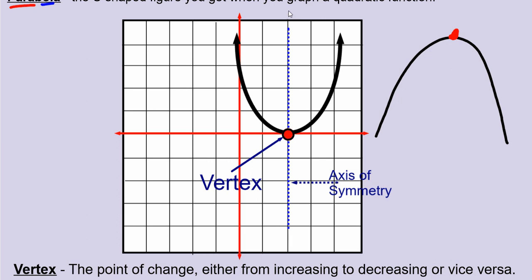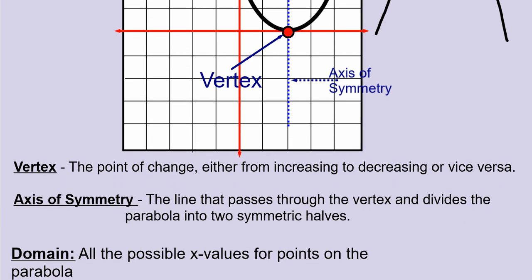It's the line that our graph is symmetric about. If I could fold this as a piece of paper, that's the line I'd have to fold along so that the right side would match up with the left side. So it's where our mirror would be located if it was going to be a mirror image. That axis of symmetry is the imaginary line that passes through the vertex and divides our parabola into two symmetric halves. It's where the middle of our graph is.